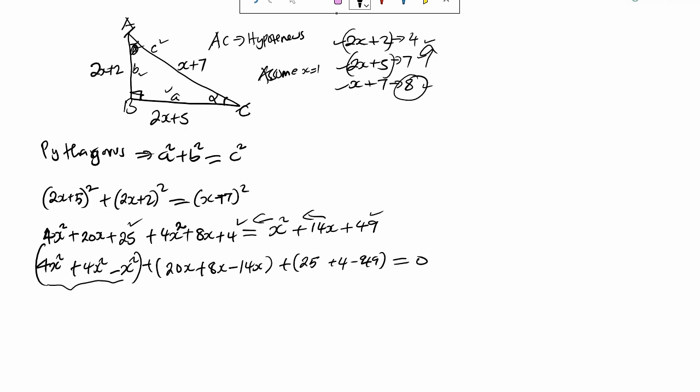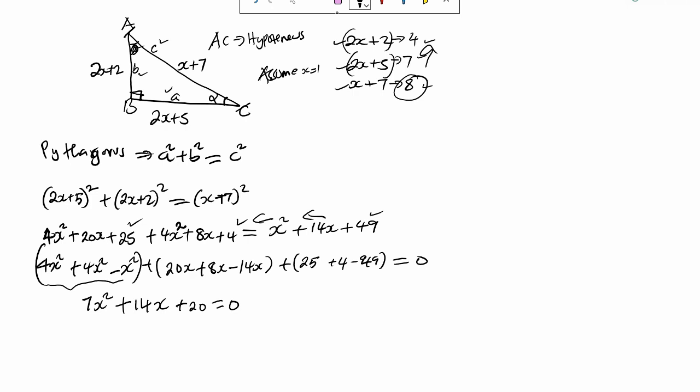Now this one here simplifies to 8x squared minus x squared. We shall get 7x squared. This one added to what do we have here? 28 minus 14 equals 14x, and this one is 29. Subtract 49. We shall get 20. So plus 20 equals 0.